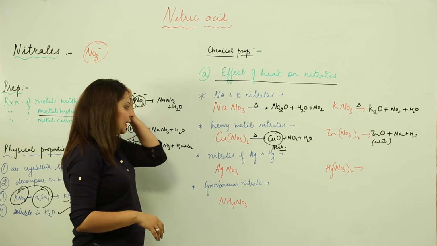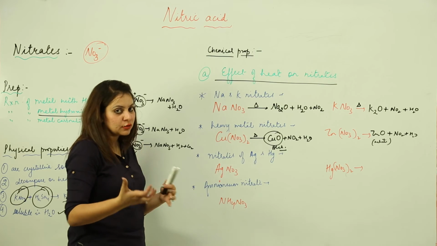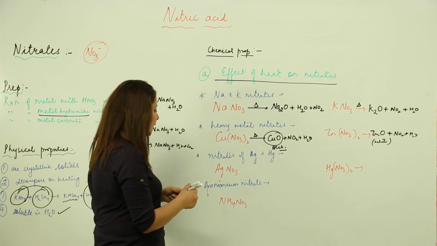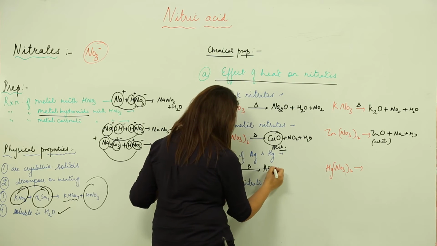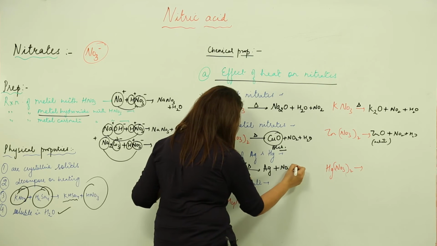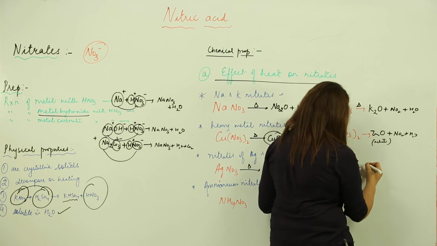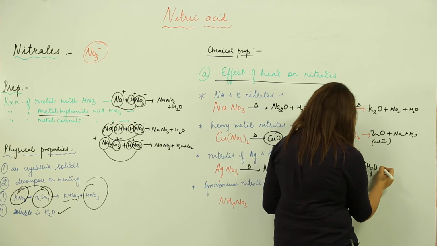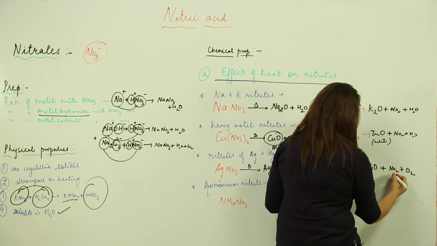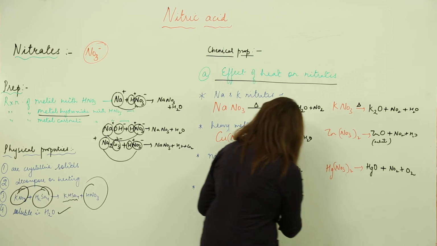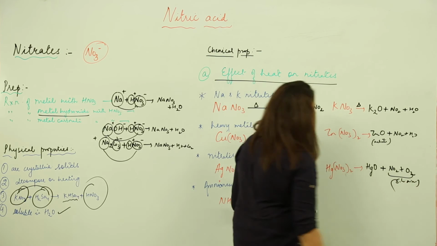Third, we have, as I told you, silver and mercury being heavy, but they undergo decomposition in a different manner. So here I have AgNO3. I am just going to decompose it. So when I decompose it, I get Ag, I get NO2, and along with that I get O2. And likewise, if I do it for mercury nitrate, we get mercurous oxide, NO2 plus O2. This is actually a silver mirror. This will form a silver mirror.